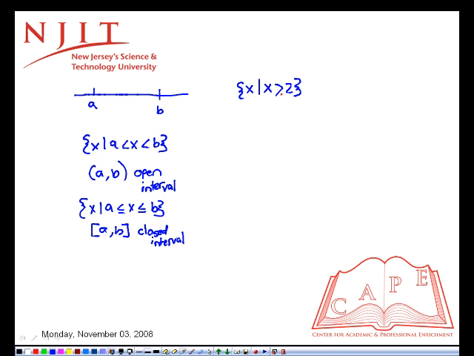I just picked a random number here, 2. And we're going to draw a number line. Okay, so now we have our number line drawn out, and we're looking for a way to express the fact that x is greater than 2. Well, first of all, is 2 included in this number set? It's not. So are we going to use an open interval or a closed interval? You use an open interval because it's not included.